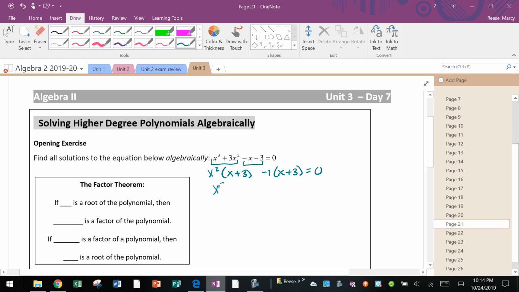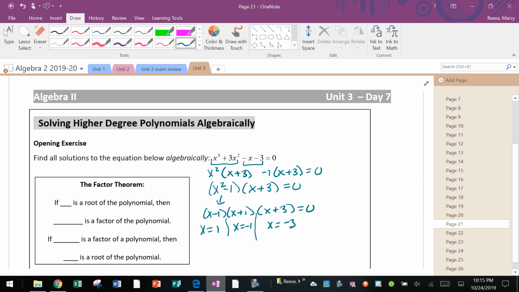And I'm going to get an x squared minus 1 and x plus 3, and then I'm going to factor that x squared minus 1 again, and when I do this and I solve, I got x is 1, x is negative 1, and x is negative 3. So that's my solving, right? We've done the factoring before, and now that we have it equal to 0, then we just solve.